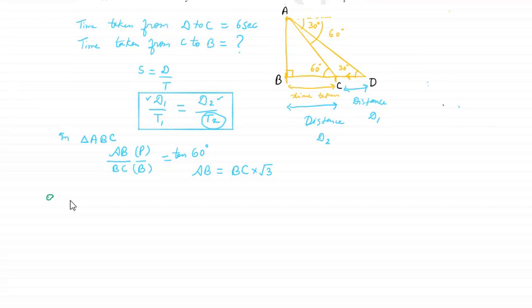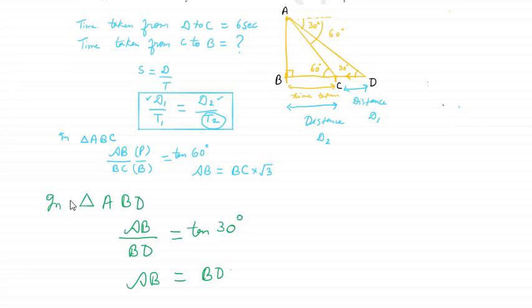Now I'll take another triangle. Now I'll take triangle ABD. So the bigger one I'm taking. Now here again AB by BD, it's the same perpendicular by base. So that will be equal to tan 30 degrees. So from here we will get AB equals 1 by √3 into BD, BD into 1 by √3.